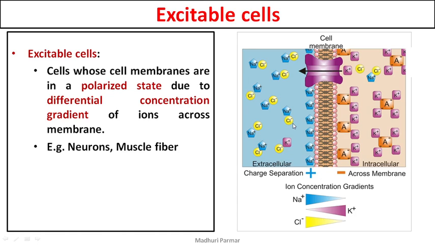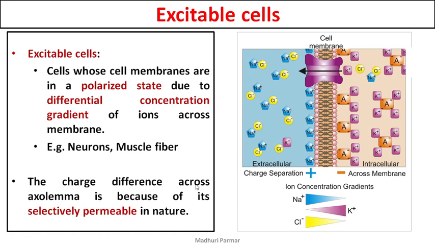So you can see that there is a differential concentration gradient. Differential means there is a difference: the concentration is higher outside or higher inside, and vice versa. There is also a charge difference across the axolemma. Axolemma is the cell membrane of axons. The cell membrane of axons also has such a charge separation. This is because of its selectively permeable nature.